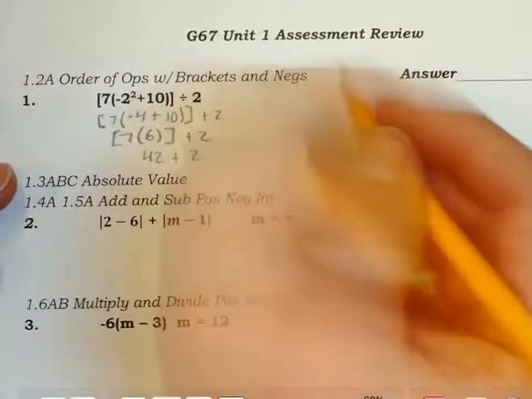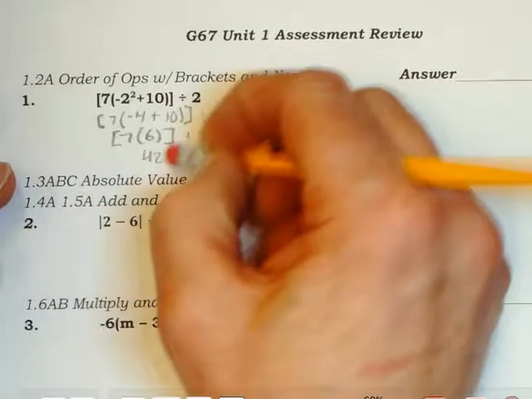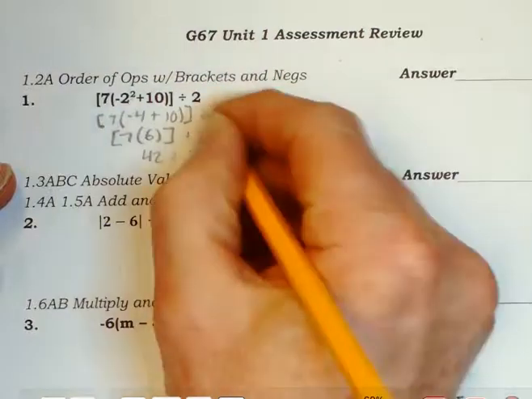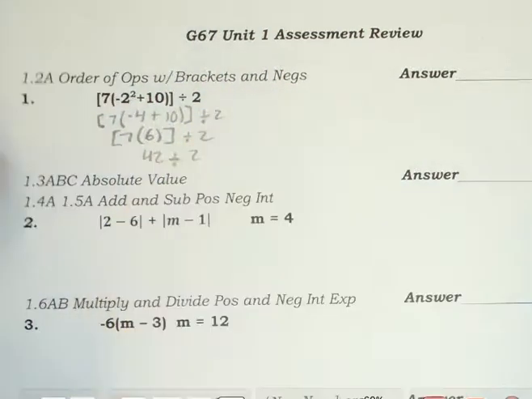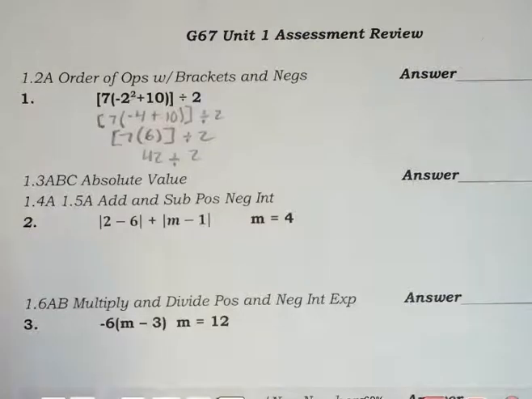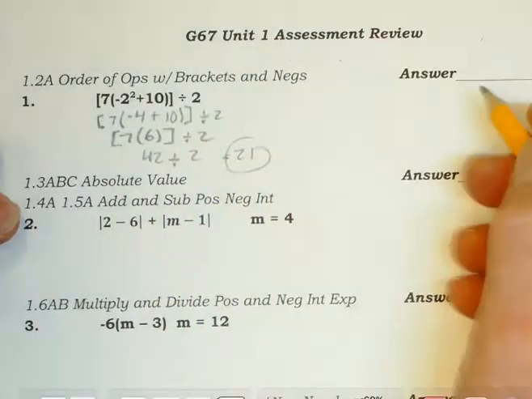I misinterpreted this. This is divided by 2. Let me just fix that real quick. My sign's coming down. 42 divided by 2 will be 21. And I don't have my glasses, so we're going to wing it here. Our answer for that problem is 21.